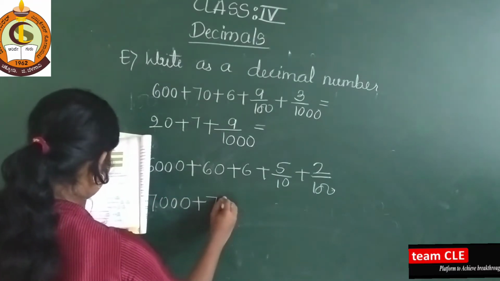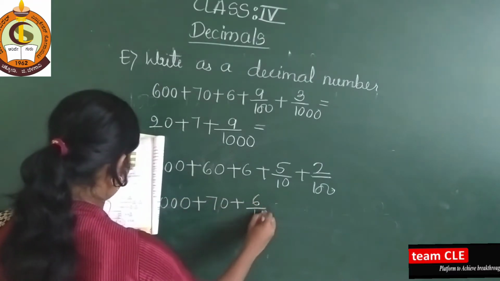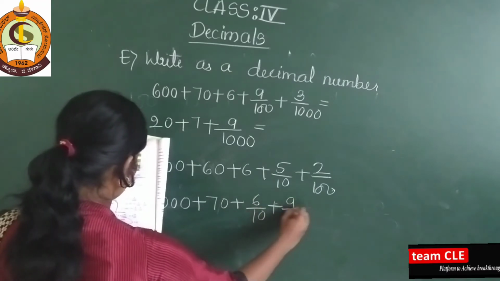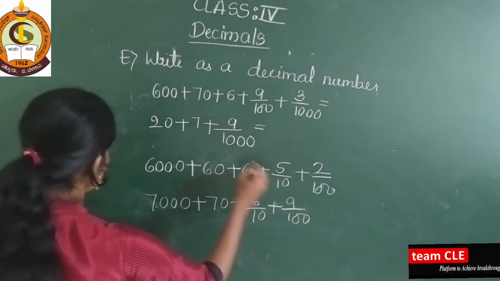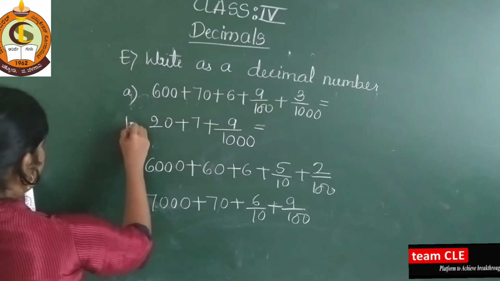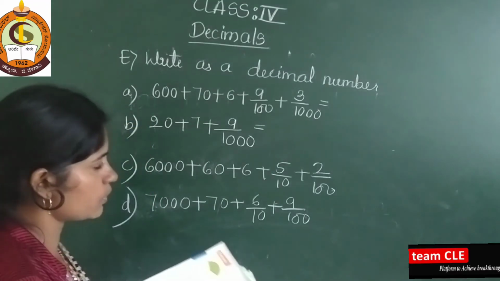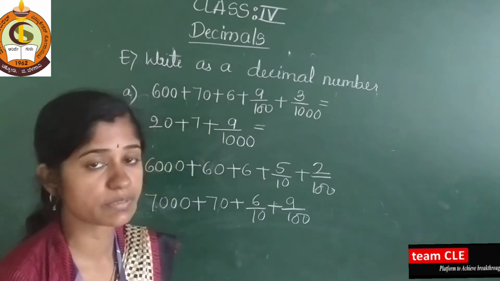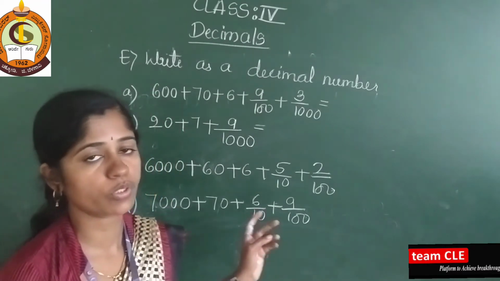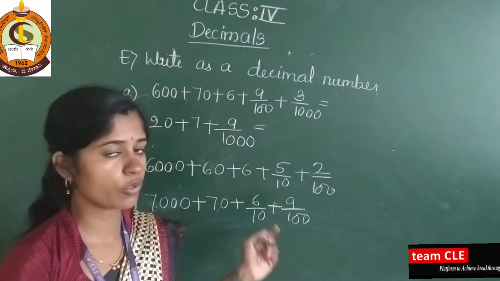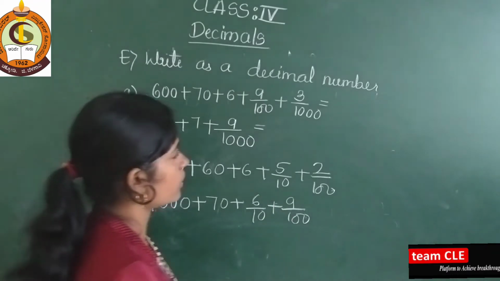7000 plus 70 plus 6 by 10 plus 9 by 100. Okay, so A, B, C and D. See dear students, you have to know how to expand the numbers also and how to write in decimals also. So before only I told the place value chart. So let us write here.